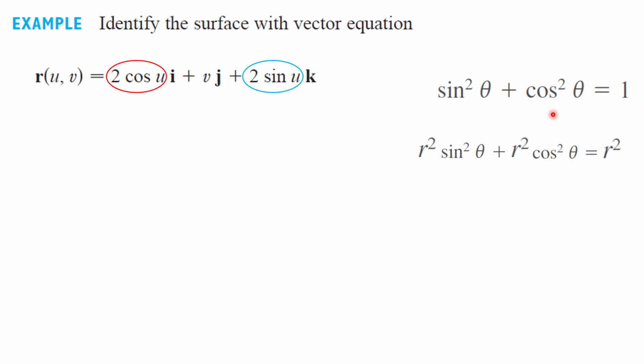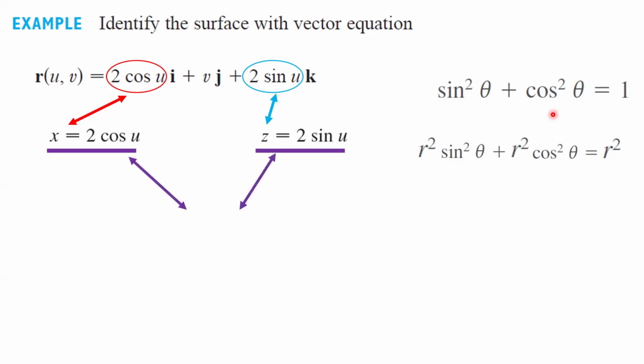Well, with the given information, if you take x to be 2 cosine u and take z to be 2 sine u, then raise these to the second power: x squared plus z squared, which can be written as 4 cosine squared of u plus 4 sine squared of u, it indeed equals 4. What about the middle term here? What does this guy represent? Well, v is nothing but y.